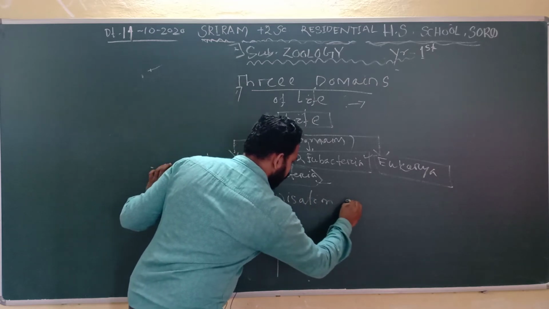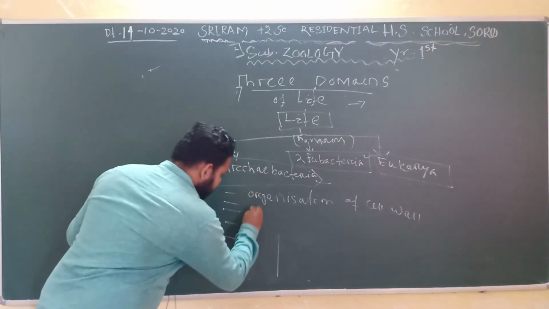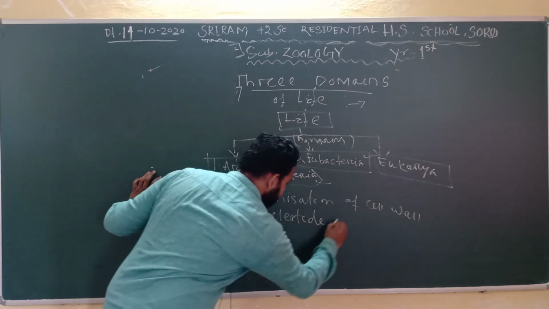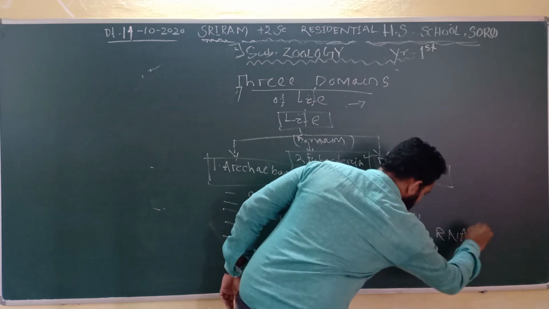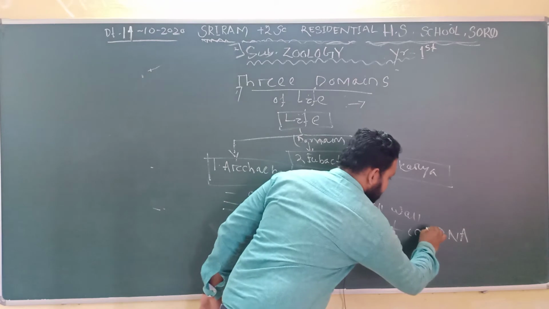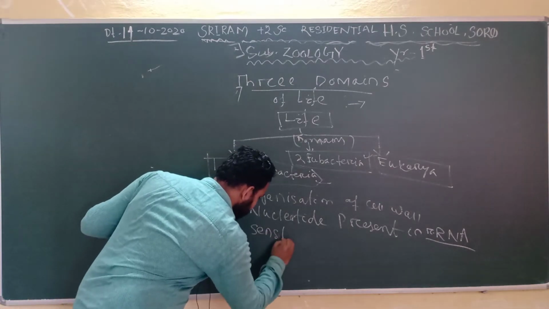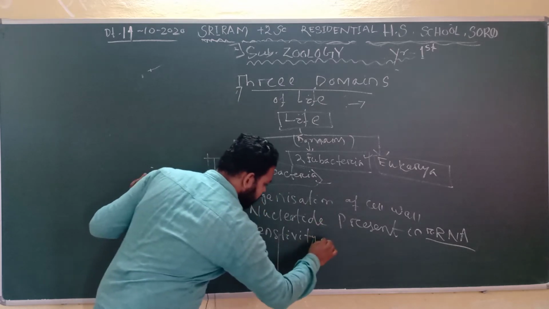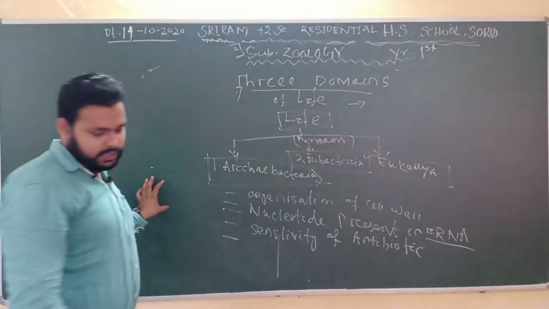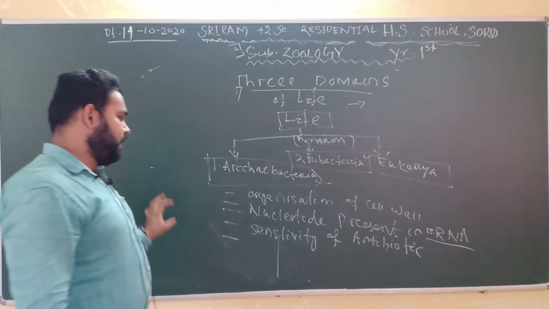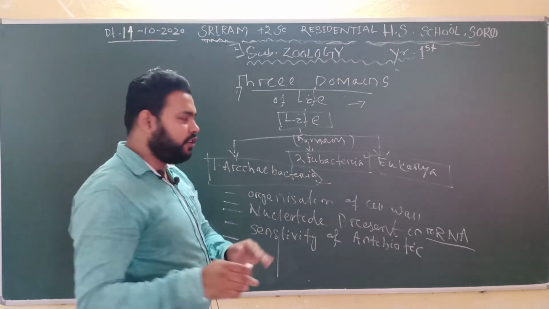Organization of cell wall, then nucleotide present in rRNA, ribosomal RNA, okay, and another character, sensitivity of antibiotic. By considering these three characters majorly, Carl Woese divided prokaryotic type of living organism into two domains.